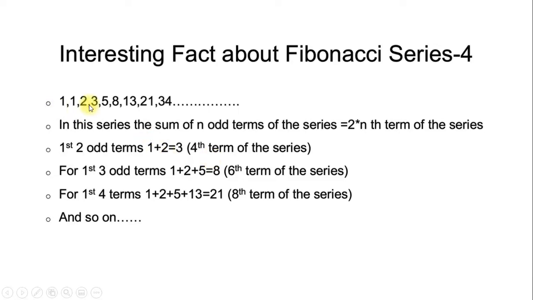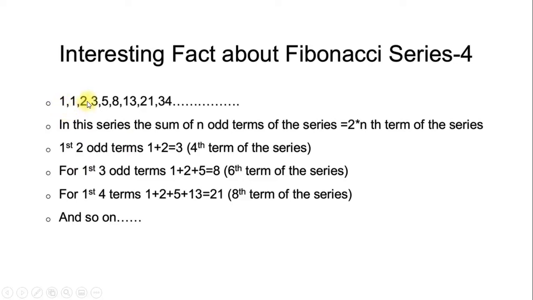So there are two odd terms we have summed up, so we have to see the fourth term of the series: 1, 2, 3, 4. The fourth term of the series is 3. So it should be equal to 3, and we find it is equal to 3.